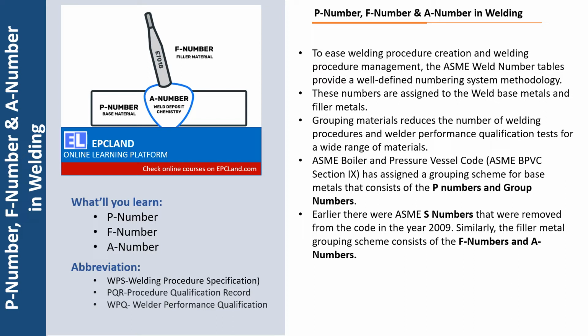Earlier there were ASME's S numbers. In 2009, these were removed. Similarly, the filler metal grouping scheme consists of F and A numbers. So this is something about P, F and A number. Let us look into detail. Let us see what is P number, what is F number, a little bit more detail.